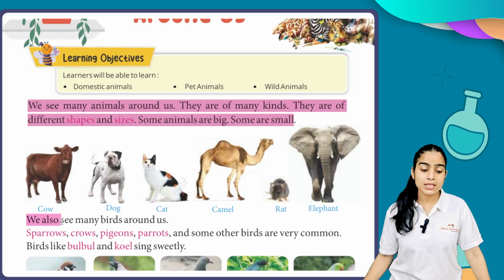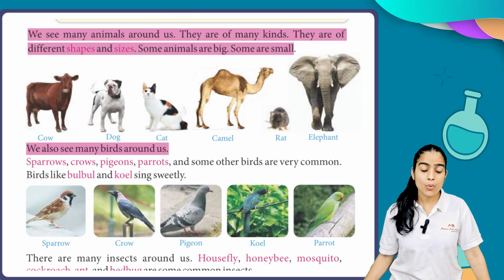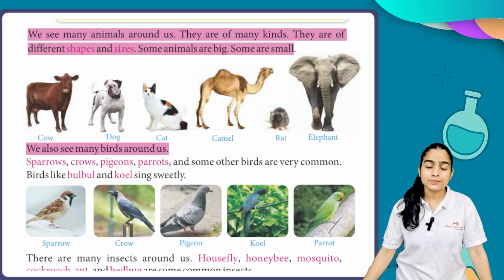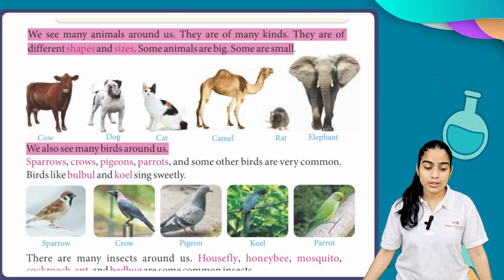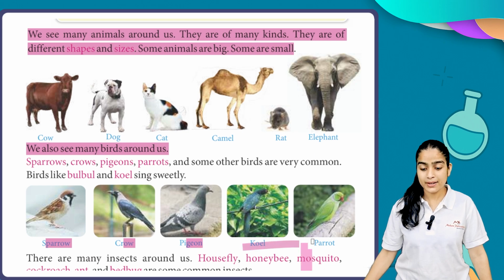We also see many birds around us. Sparrows, crows, pigeons, parrots, and some other birds are very common. Birds like bulbul and koel sing sweetly. Now your voice is like a koel, so it means koel sings sweetly. We see sparrow in our day-to-day life, crow, pigeon, koel, and parrot as well.